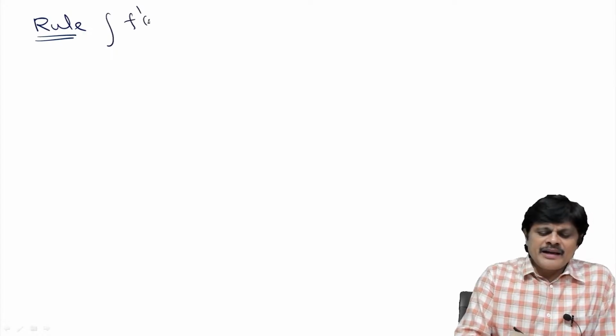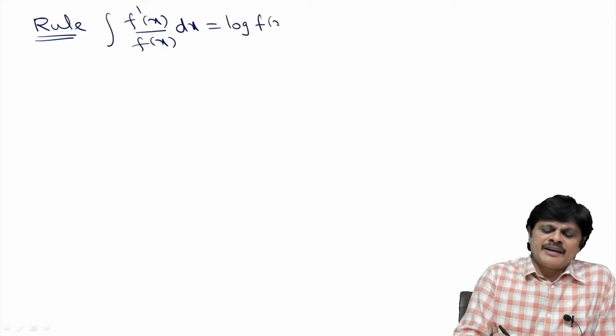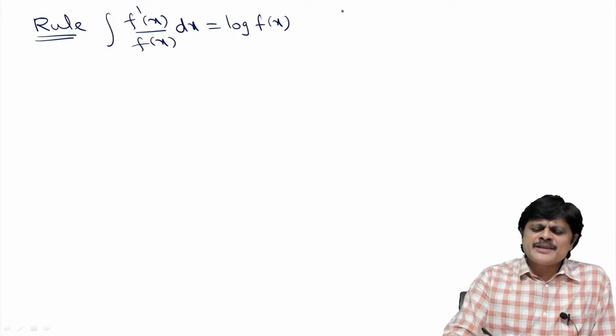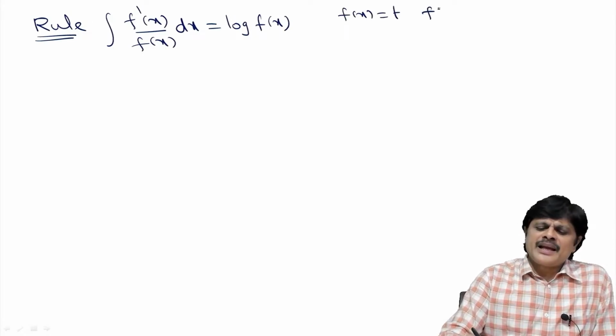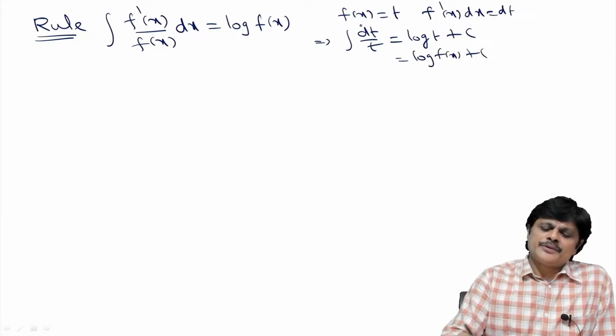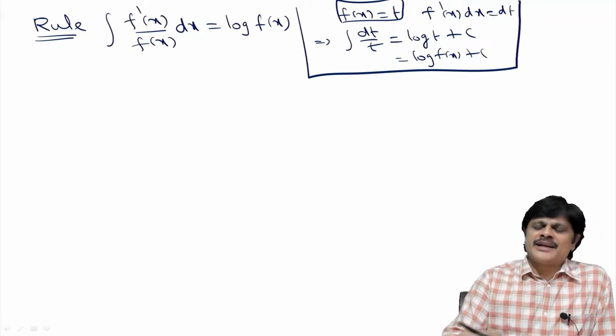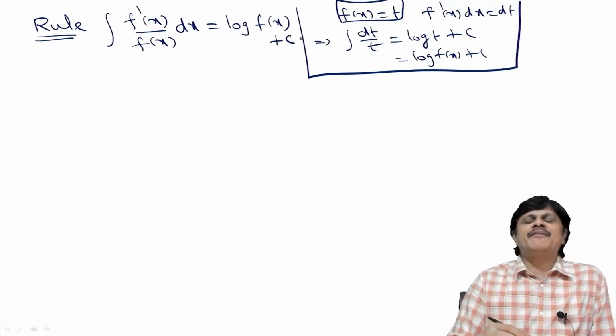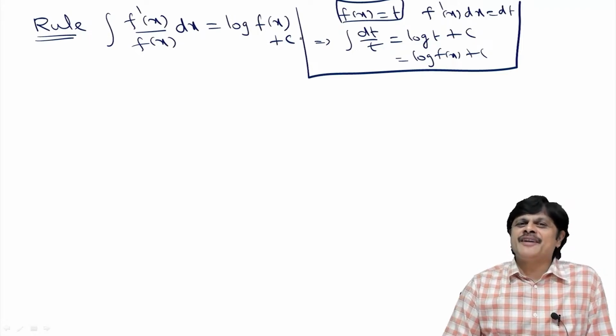Let us see this. We have a beautiful rule. We'll discuss this rule once again, but here we'll see it quickly. The rule is: the integral of f dash x by f x dx is log of f x. The idea is very simple. When you put f x equal to t, f dash x dx becomes dt. That means the integral of f dash x by f x dx becomes dt by t, which is nothing but log t plus c. What is t here? f x. That is the secret behind this. Plus c will be there for indefinite integration. Always try to put that plus c for indefinite integration.